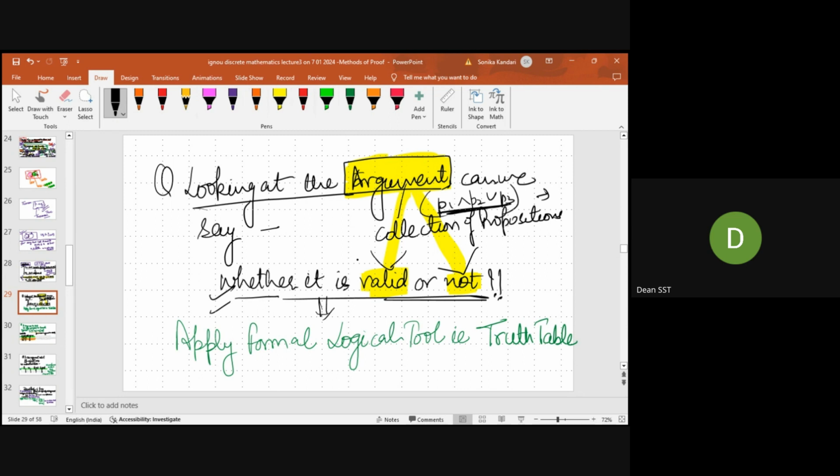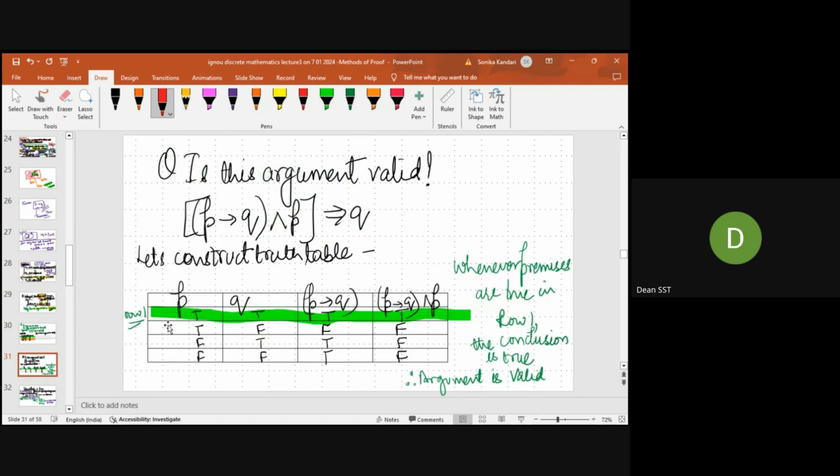So for this, what can we do? We can use a truth table. This is a formal logical tool. So we can say that a truth table is also a formal logical tool to find whether the argument is valid or not. Let us see how it can be used.